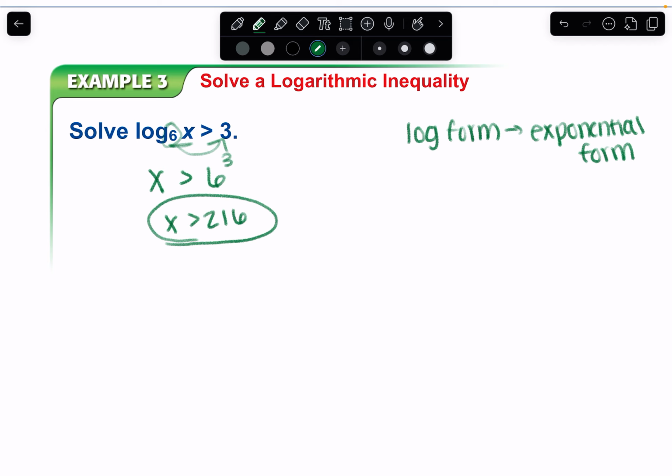If you had done it the other way, you would have had to flip your inequality symbol around. So you could have technically also done this. It would give you the same answer. If you're going to do that, you just need to remember to flip your inequality symbol.